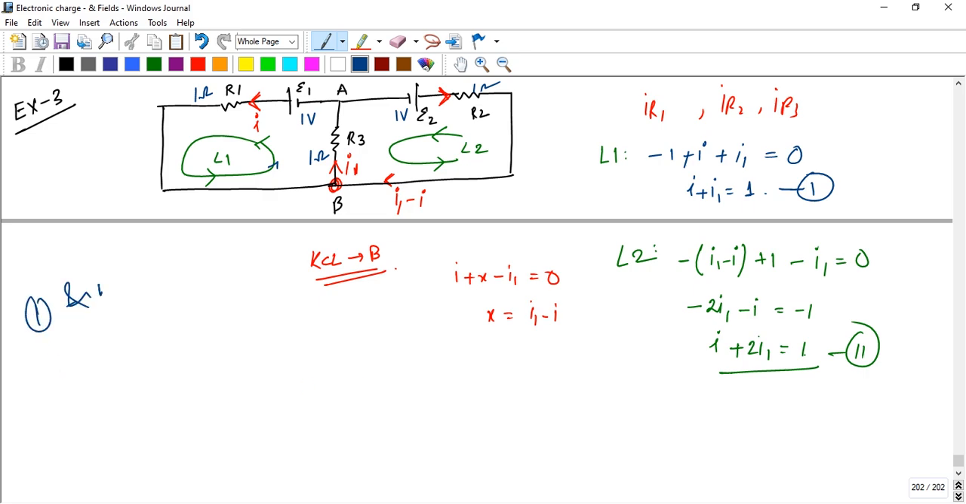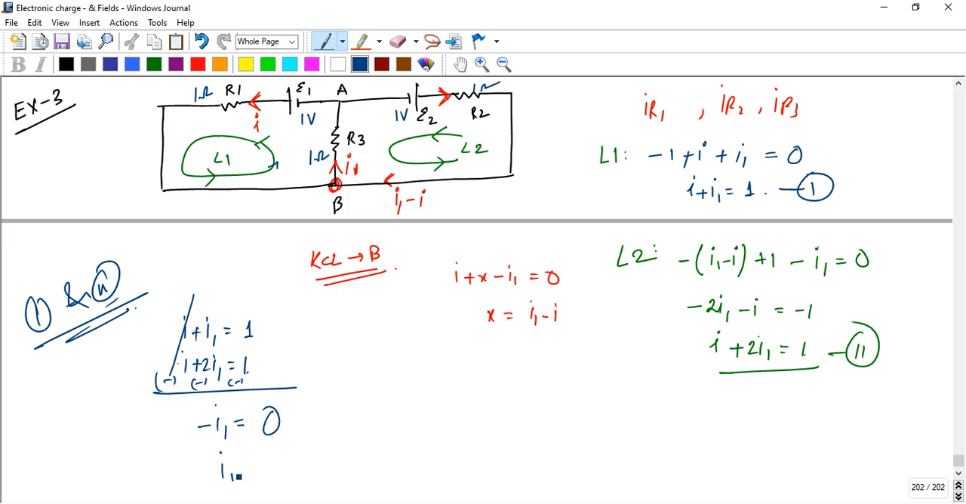Solving 1 and 2: I plus I1 equals 1, and I plus 2 I1 equals 1. Subtracting, the I terms cancel. So I1 equals 1 minus 1, which is 0. So I1 equals 0 ampere. Since I1 is 0, I plus 0 equals 1, so I equals 1 ampere.